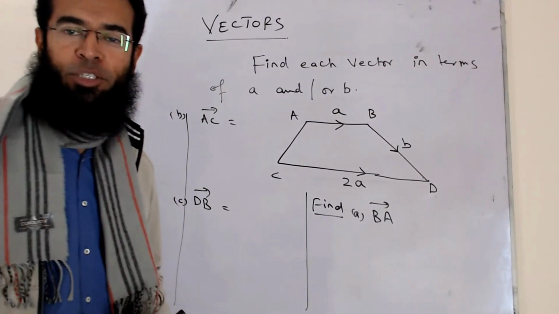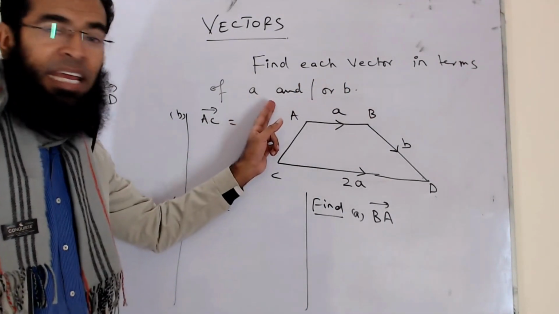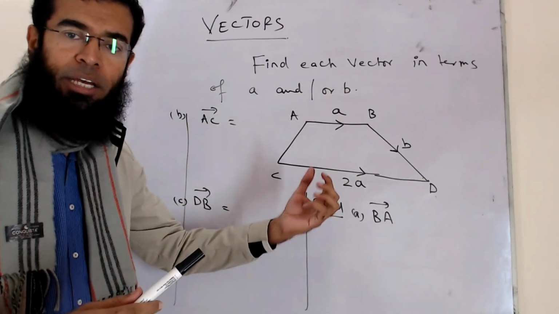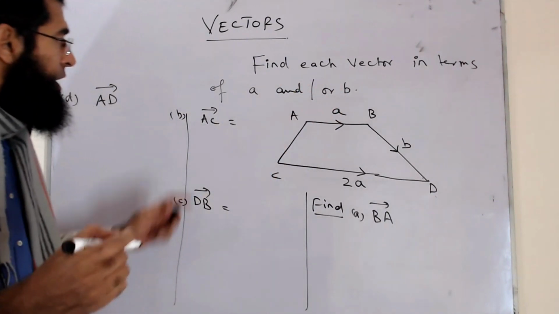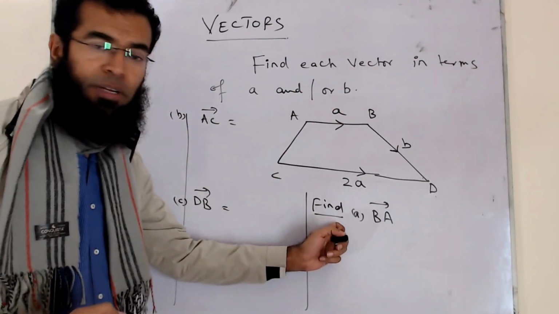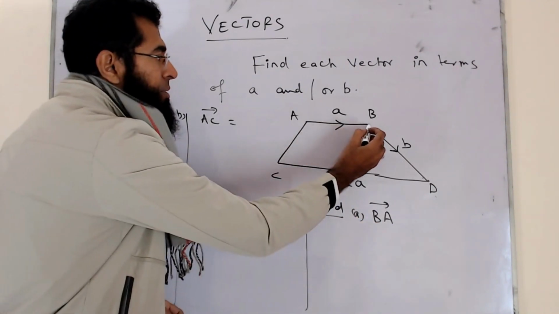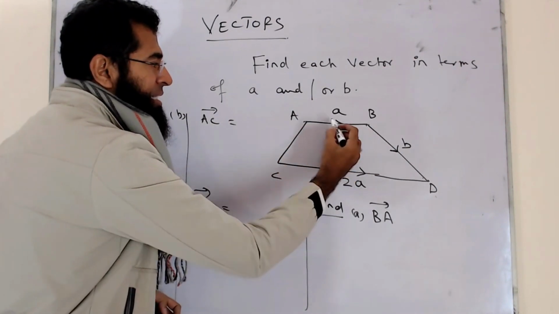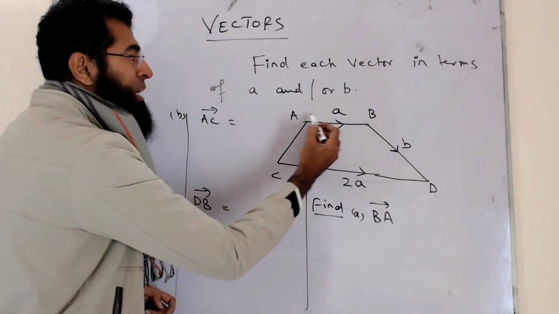Let's take a look at this question. Find each vector in terms of A and or B. So either the answer could be in terms of A only, or B only, or in terms of A and B, right? So let's solve the first part. Find the vector BA, right? So we know that AB vector is A. That is in this direction, right? So that means we need to find the vector BA.